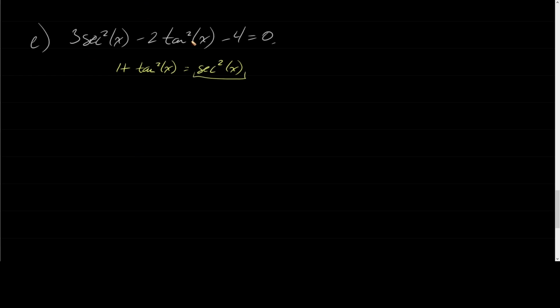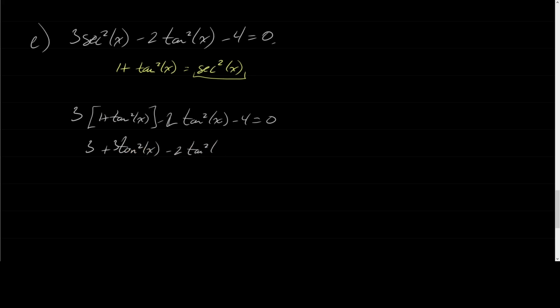So what I can do here is rewrite this equation as 3 times 1 plus tan squared of x minus 2 tan squared of x minus 4 is equal to 0. In there, I replaced that secant squared with 1 plus tan squared. At that point, if we distribute this 3, I end up with 3 plus 3 tan squared of x minus 2 tan squared of x minus 4 is equal to 0. Combining like terms, 3 tan squared minus 2 tan squared is just tan squared, and 3 minus 4 is negative 1.